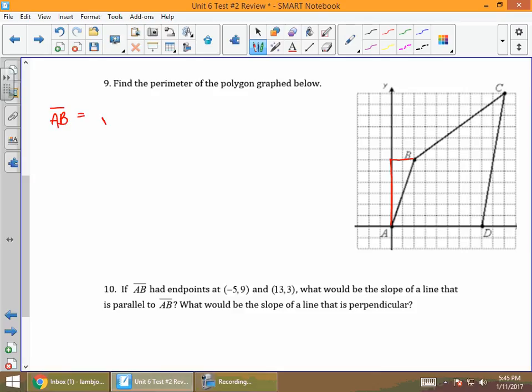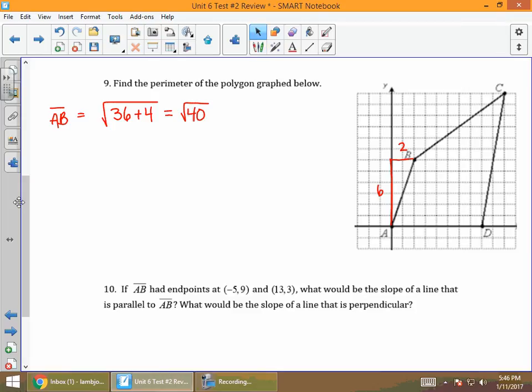It is going to be the square root of, what are my legs? It goes up 1, 2, 3, 4, 5, 6. It goes over 1, 2. So 6 squared is 36. 2 squared is 4. 36 plus 4 is radical 40. So that is the square root of 40, which is about 6.5, something like that. The next segment, I've gone from A to B. Now I'm going to go from B to C.